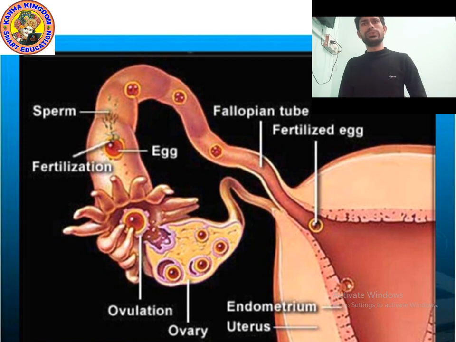Now let's see two types of fertilization. Yes, because there are two types of fertilization. So what are their names? Let's find out. Let's move on to the next point.